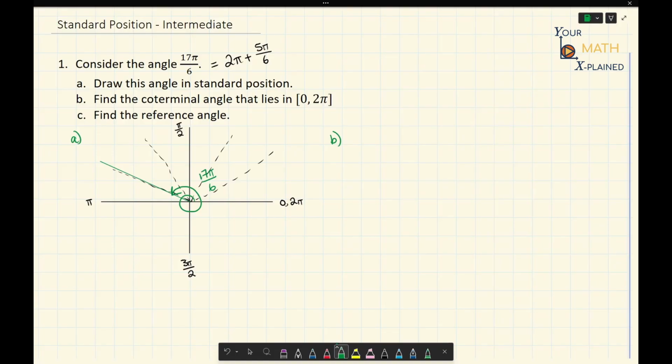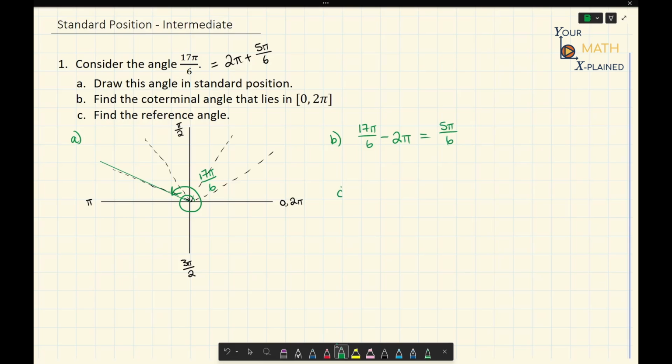This means we want to find the angle that lies within one full rotation. So since 17 pi over 6 is us going one full rotation and then another 5 pi over 6, then the coterminal angle that we want is going to be 17 pi over 6 minus that full rotation that we did, which is 2 pi. So this gives us 5 pi over 6.